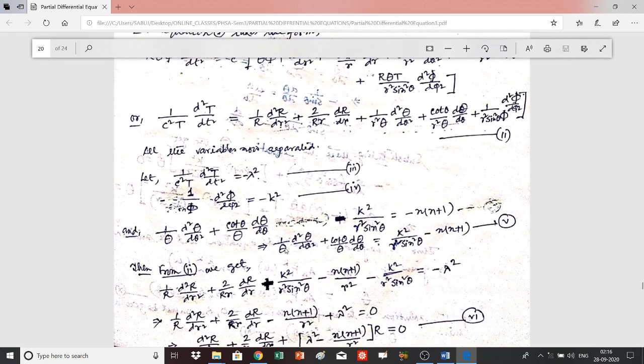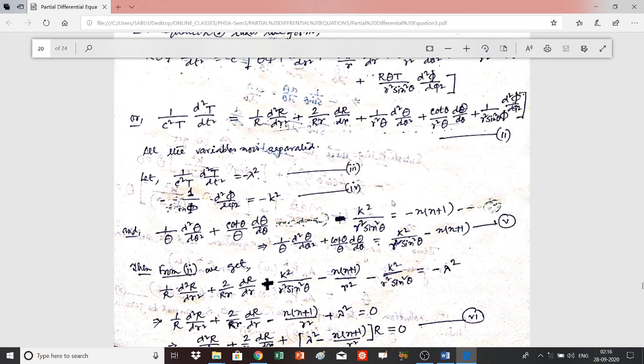Okay, from here you can write (1/Θ) d²Θ/dθ² plus cot θ/Θ dΘ/dθ, just take it to this side, so k²/sin²θ minus n(n+1). This is equation number 5.